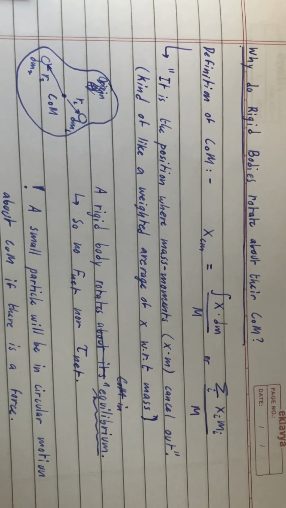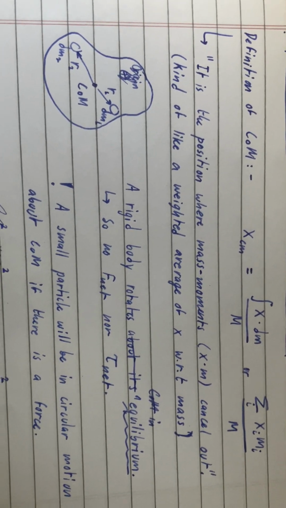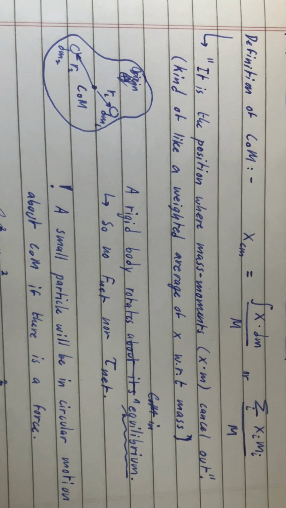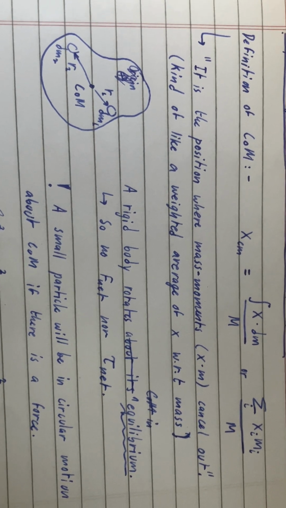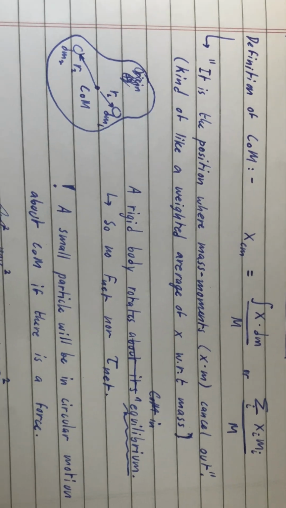So if your origin were at the center of mass, then all of these mass moments would cancel out. And this is going to be important. So it's also sort of like a weighted average of x, or the position of all these little mass particles.